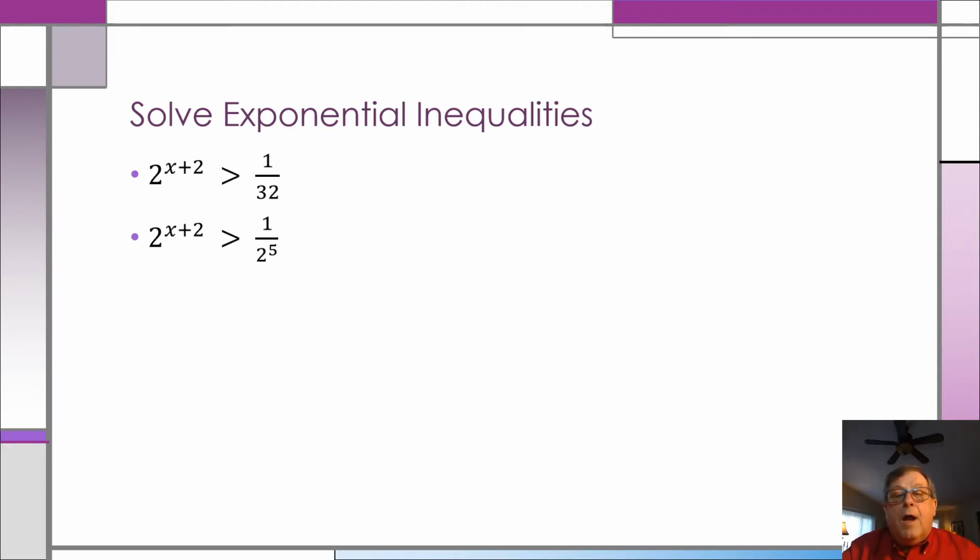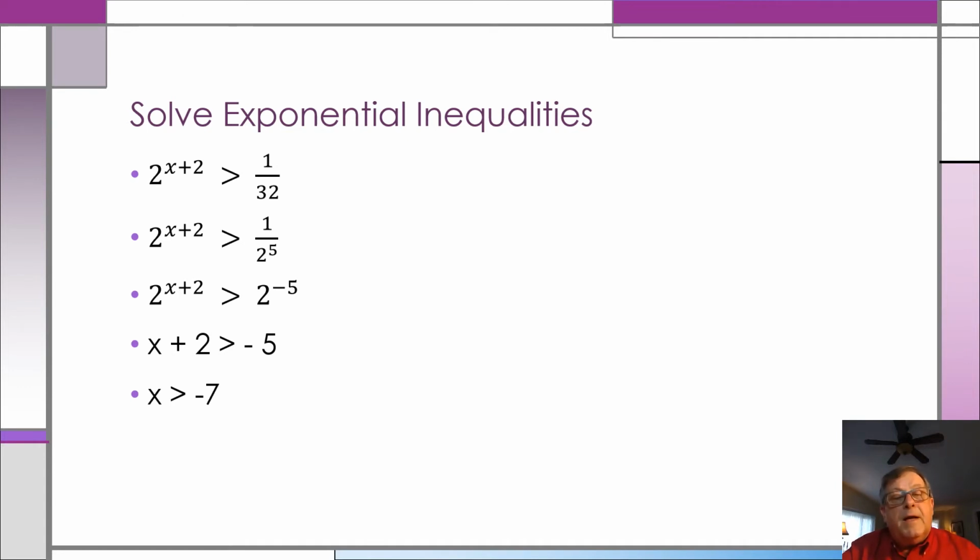And then I'm going to rewrite that using that property of exponents to say that I've got base 2 raised to the power of x plus 2 is greater than or equal to base 2 raised to the negative 5th power. And once again, I can cancel the bases because I've gotten them to the same base. So now we've got x plus 2 is greater than or equal to negative 5, and let's subtract 2 from both sides. And we've got x is greater than or equal to negative 7.